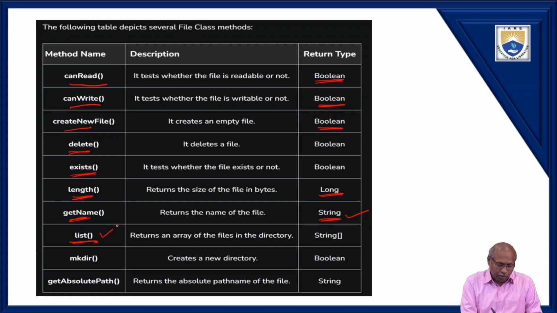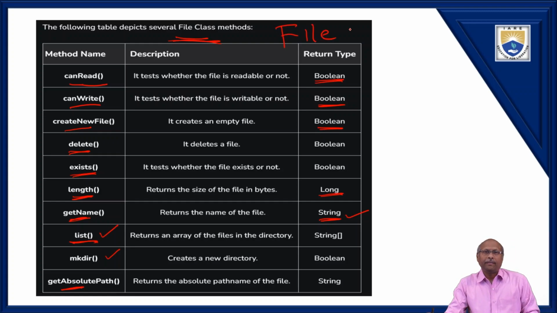Those things you can find out through list methods. And you can create a separate directory through mkdir. And where the files are available, in which location, if you want to know the exact location, the absolute path, you can get the absolute path through this method, getAbsolutePath. So these are the various methods available under a class called File class. So remember, the class name is File. Under the File class, these are the methods.